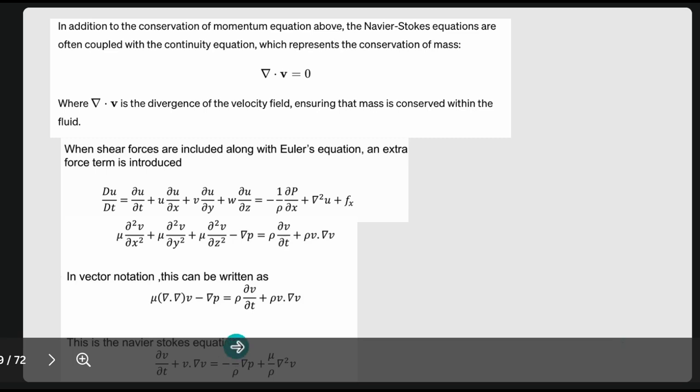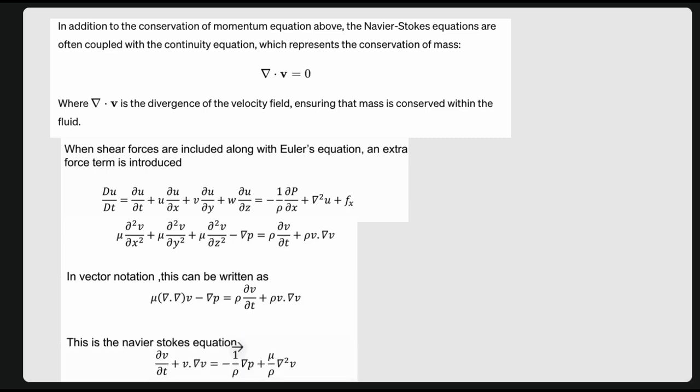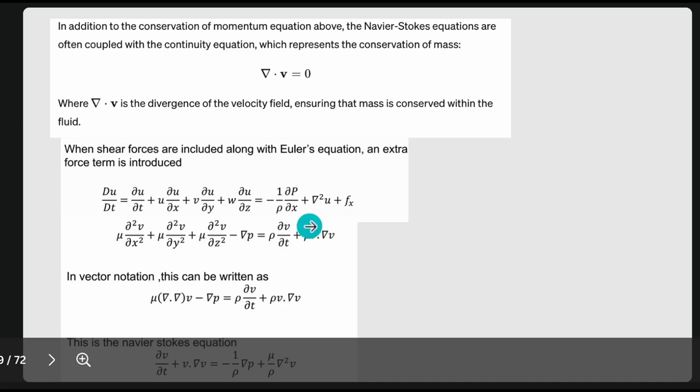Moving on, in addition to the conservation of momentum equation above, the Navier-Stokes equations are often coupled with a continuity equation, which represents the conservation of mass, where delta dot v is the divergence of the velocity field, ensuring that the mass is conserved within the fluid. When shear forces are included along with Euler's equation, an extra force term is introduced, which is this part. So in vector notation, we can rewrite this equation in this way. And finally, this is the Navier-Stokes equation right up here at the bottom.